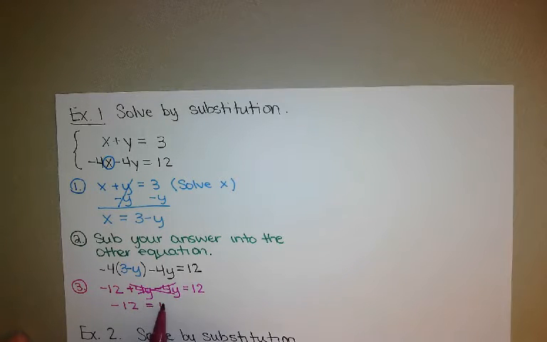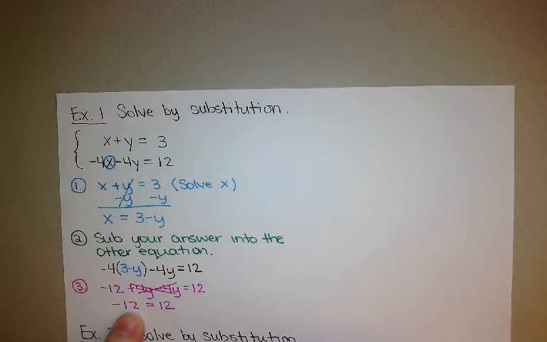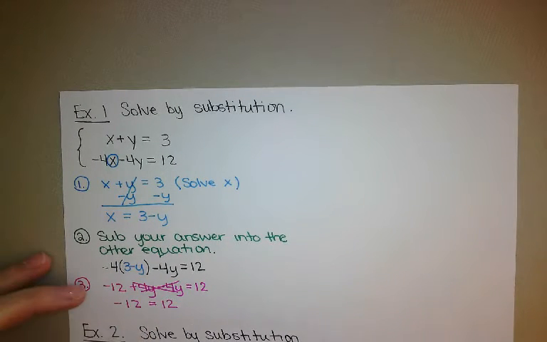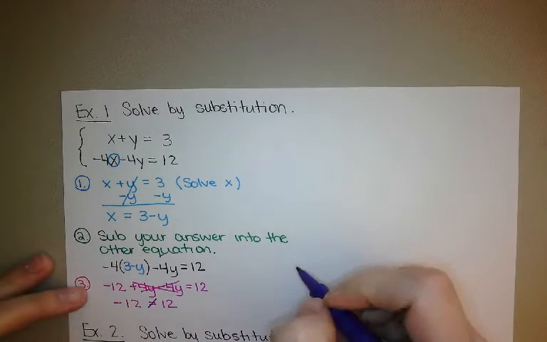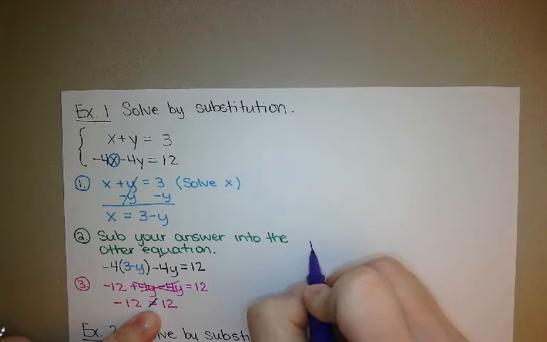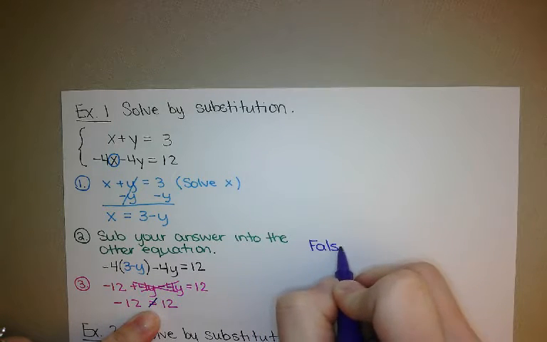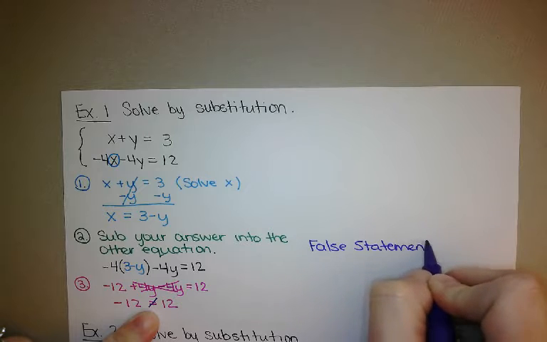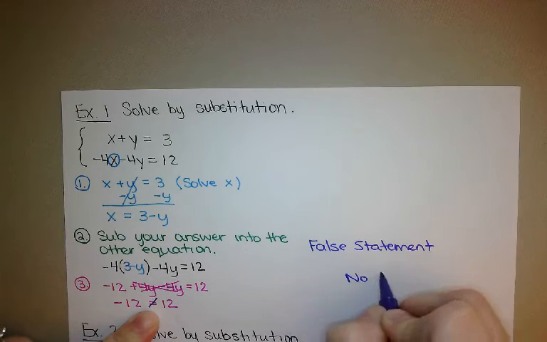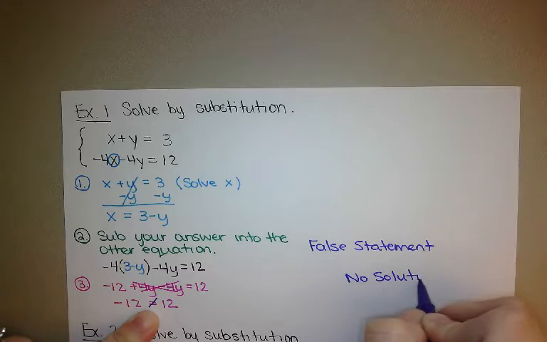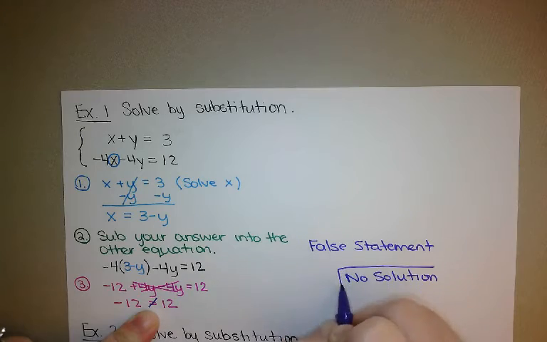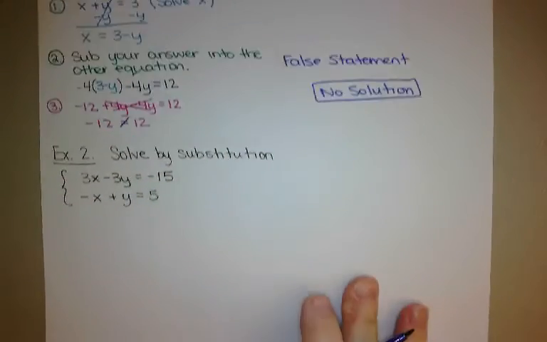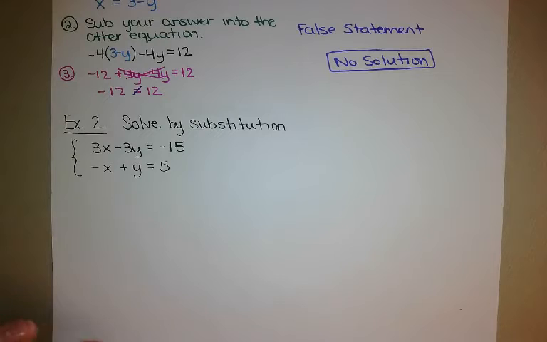equals 12. Does -12 equal 12? No. So since that is a false statement, this is a no solution. So your final answer to me is a no solution, which means had we graphed these, they would have been parallel lines.